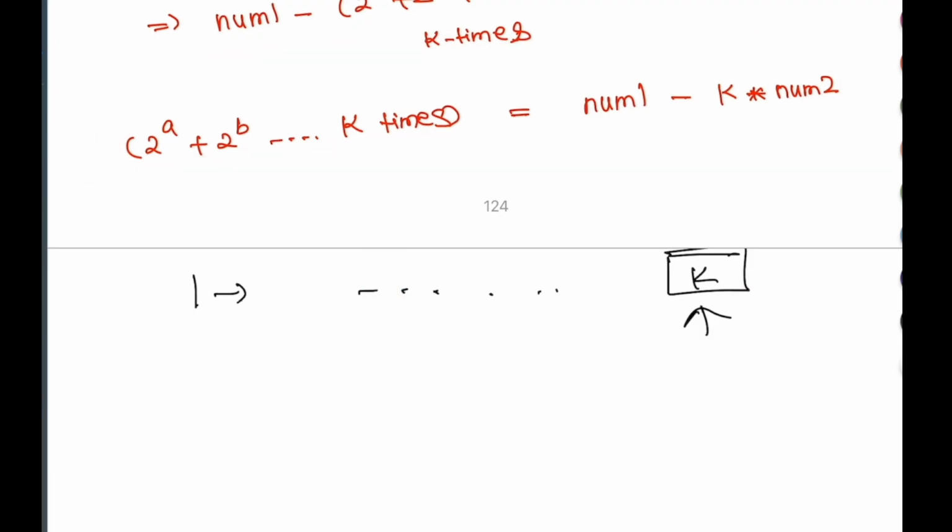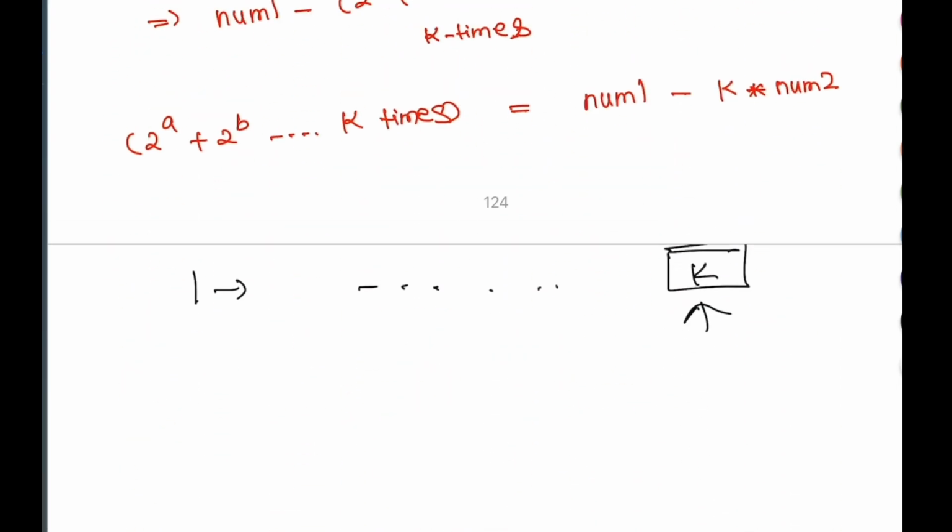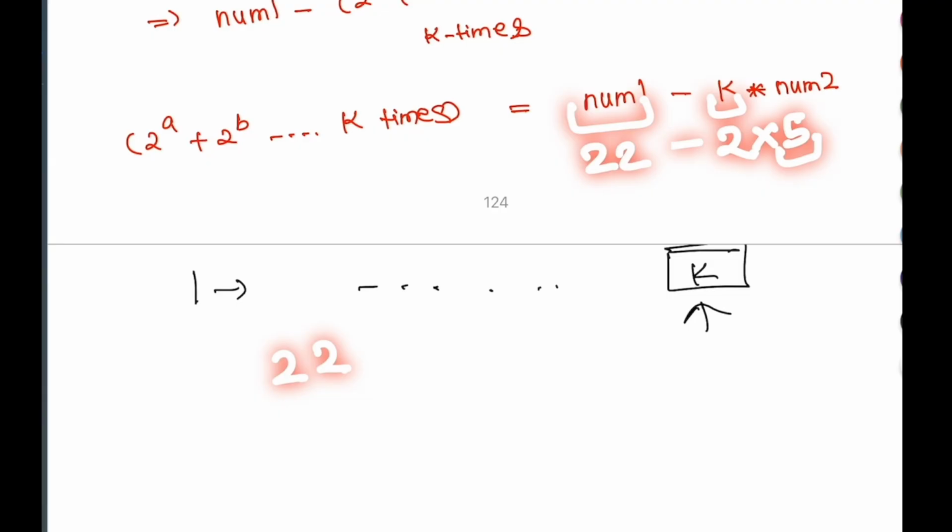Now let me try to explain you with the example we have already discussed for 22 and 5. If the value is 22, that is num1 is 22, I could say this is 22 minus 2, right? We know the answer. Let's try to see can we actually solve the problem using this formula. So if we know the answer, which is 2, then multiplied by 5, because the value of num2 is 5. So this will be equal to 22 minus 10, this will be equal to 12.